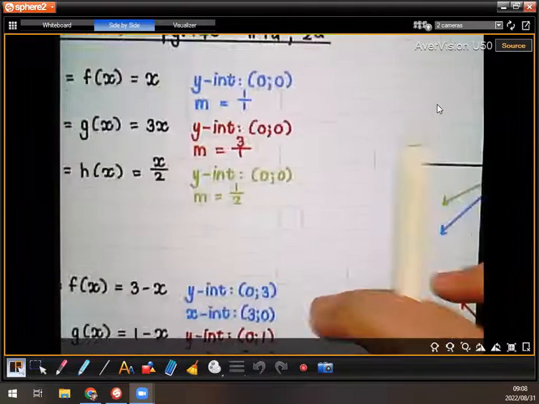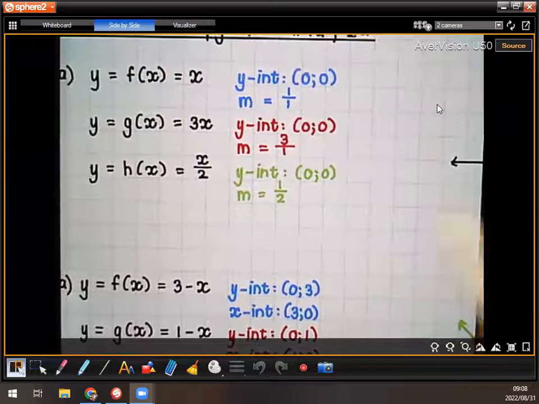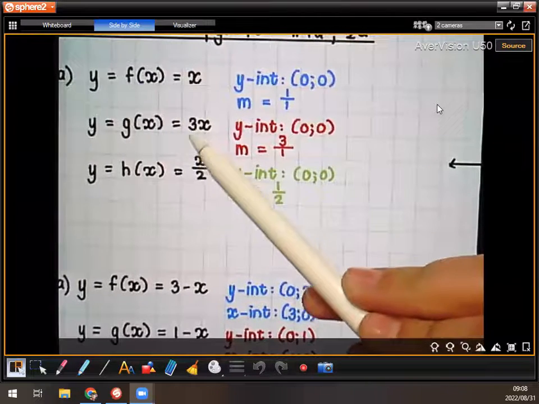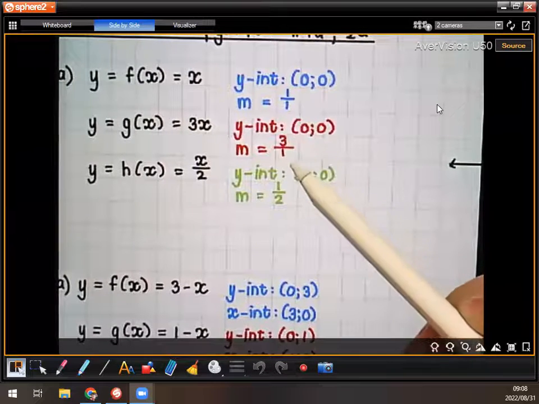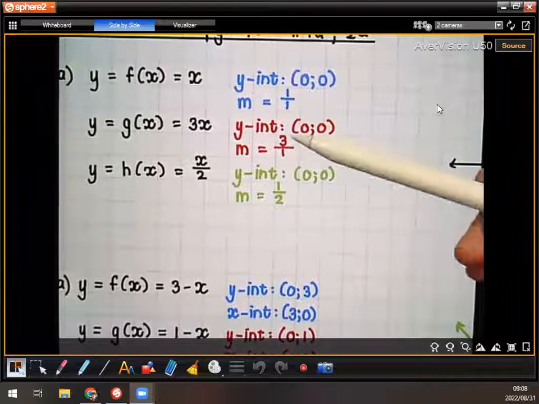Okay, for the red one, for G, yep. For G, my m value here is 3, so I just wrote that as 3 over 1. You also could have written it as 6 over 2, but then you would have needed a bigger set of axes. Right, so 3 over 1.